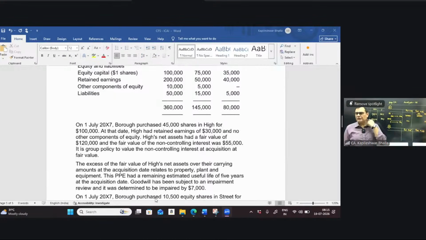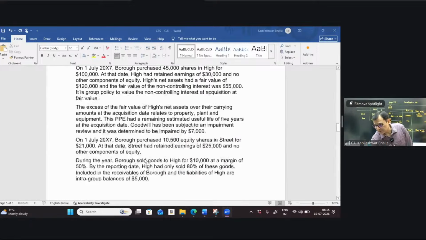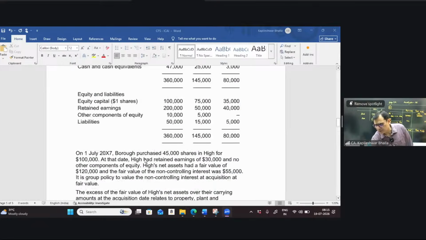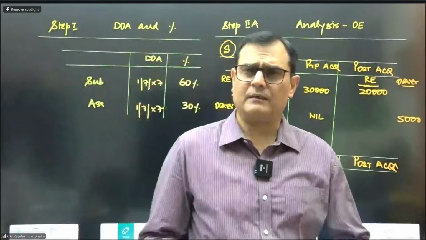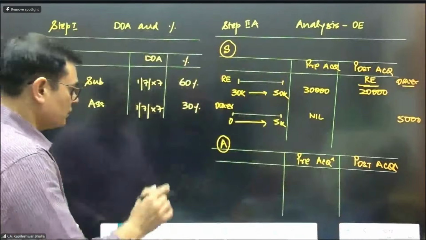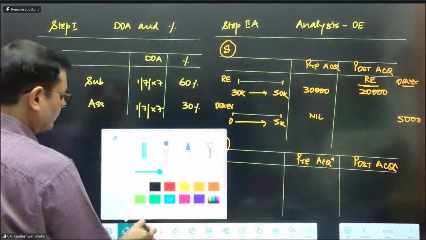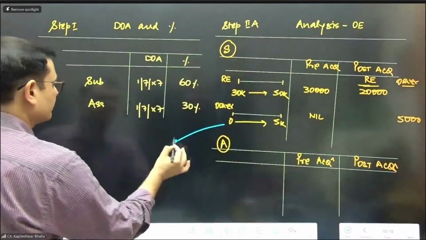So the increase of 15,000 represents the fair value change. And then it says in the end, the excess of the fair value over the carrying amount is due to property, plant, and equipment, which has a life of 5 years on the acquisition date. So we've got fair value adjustments in this case. And if you look at the stock reserve, B sold goods to H. Now, when B sold goods to H, it's a downstream transaction. So I think there's nothing apart from this. So we just consider the calculation of the fair value adjustments.